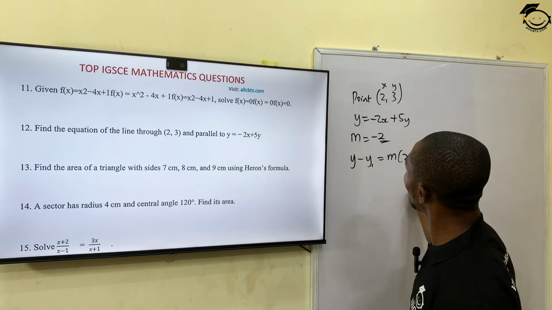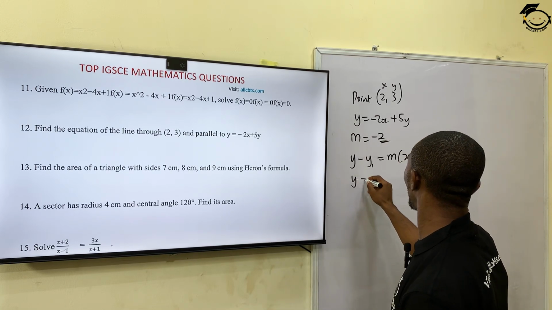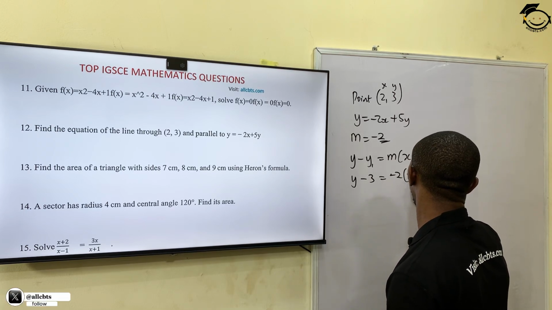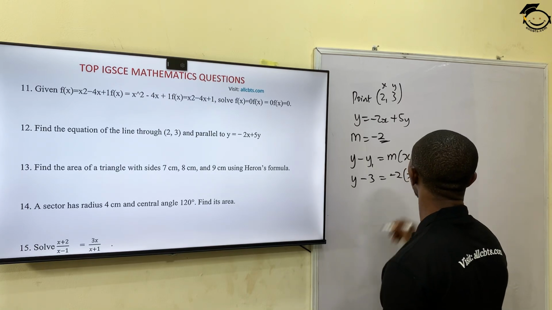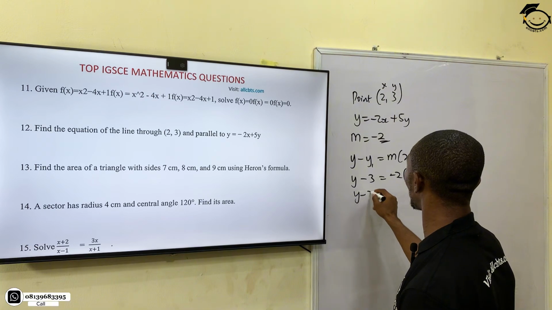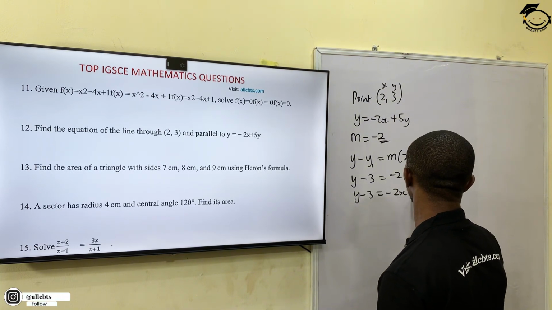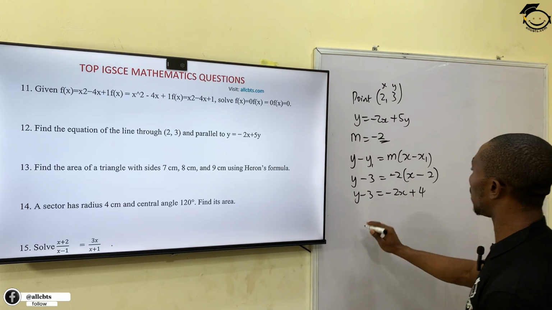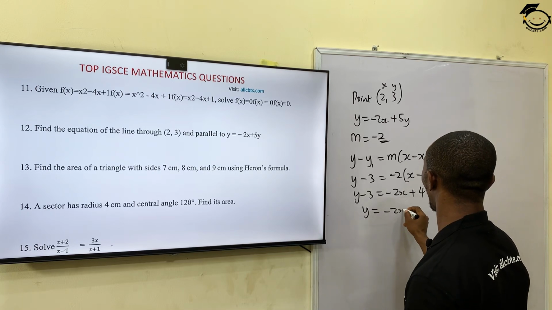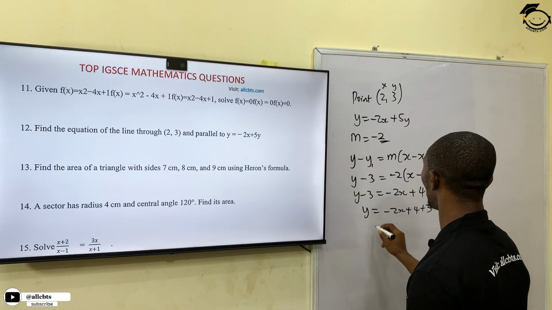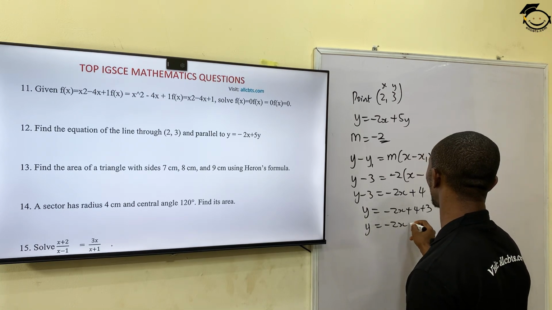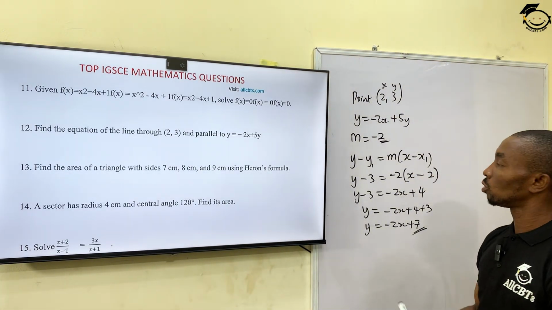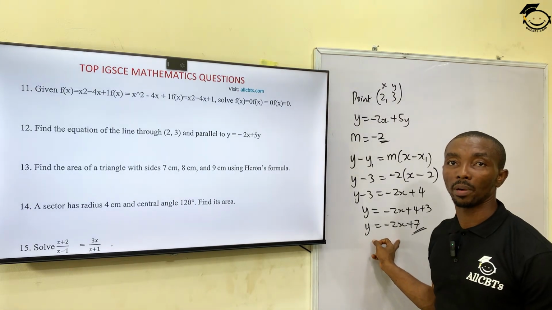Now, applying this here, we are going to have it as y minus 3 equals minus 2 bracket x minus 2. Alright, opening this up, we have y minus 3 equals minus 2x plus 4. Okay, now making y alone, y equals minus 2x plus 4 plus 3, which will give us y equals minus 2x plus 7. So this is the equation of the line passing through the point (2, 3) that makes it parallel.